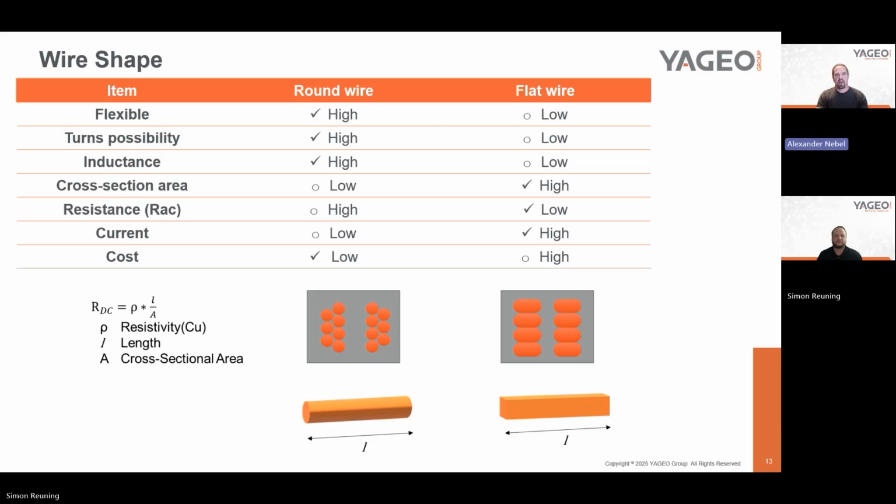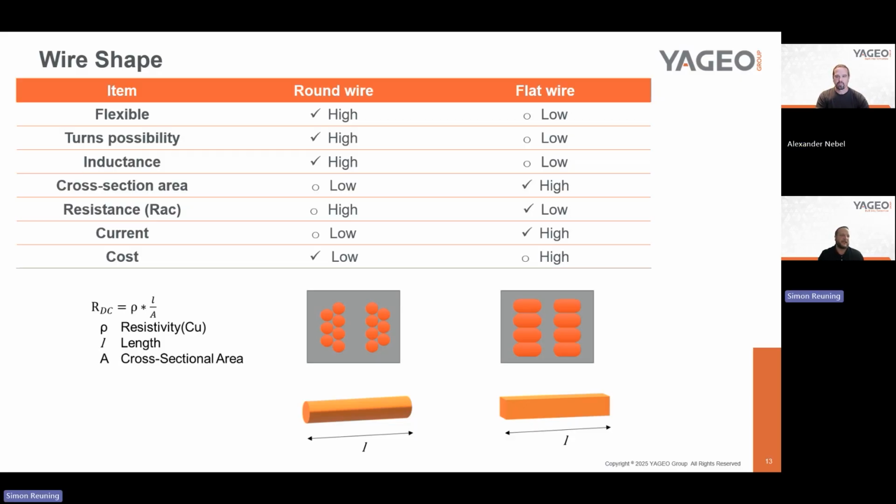But this also means I have a low cross section and a higher resistance, which gives me a lower maximum current. But for sure, the cost is very low. By using a flat wire, which is just the opposite, I have a very high cross-sectional area and a low resistance, and therefore I can use a flat wire at higher currents. On the other hand, the construction is more complicated and needs an additional step, and this is why the cost is slightly higher than the round wire.